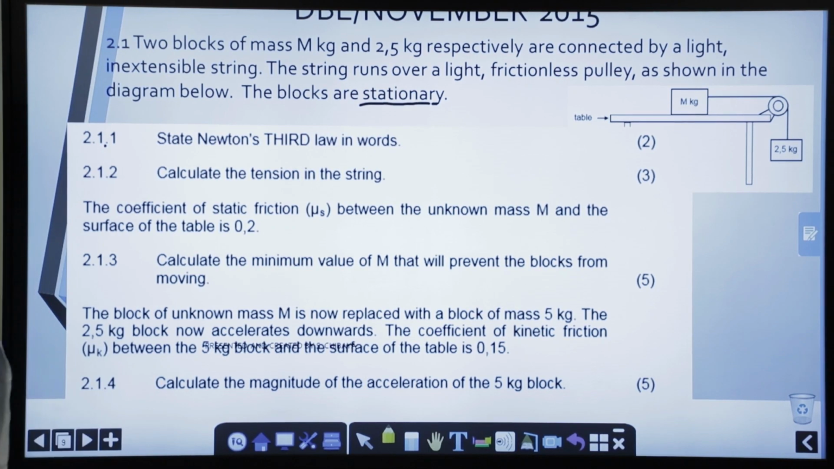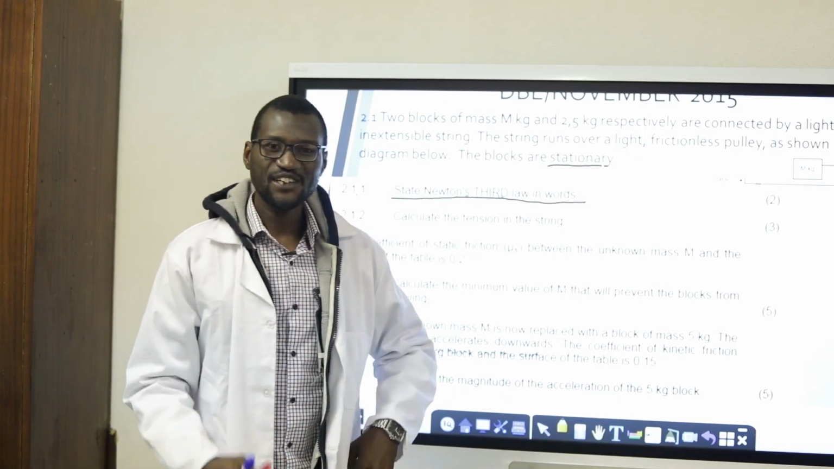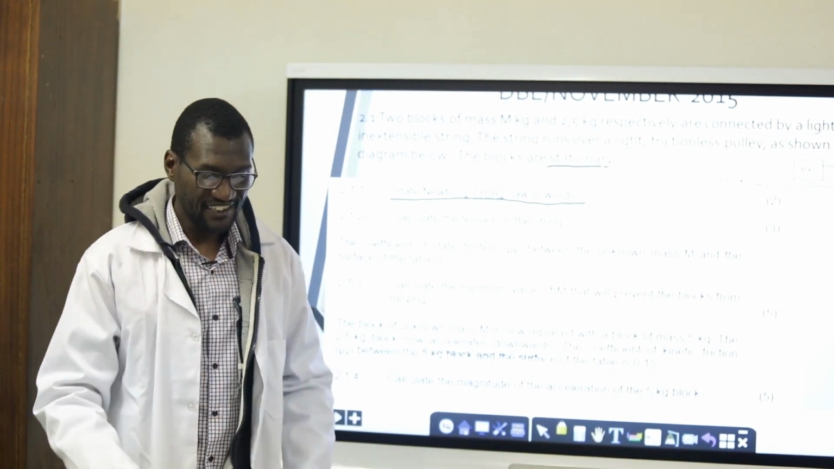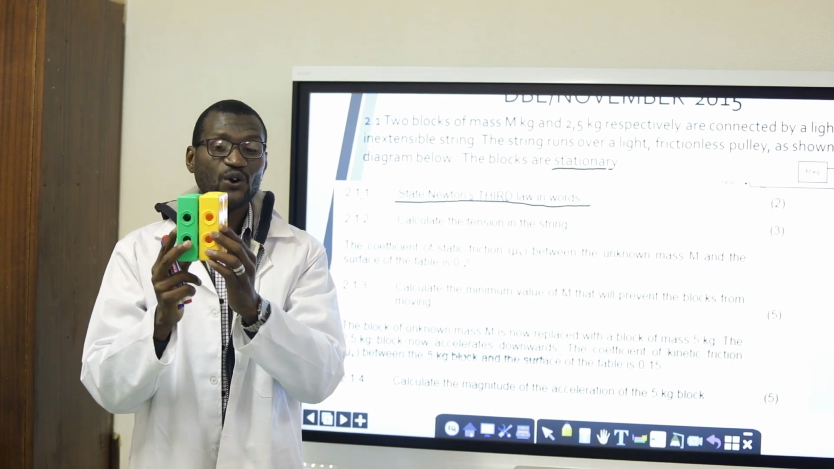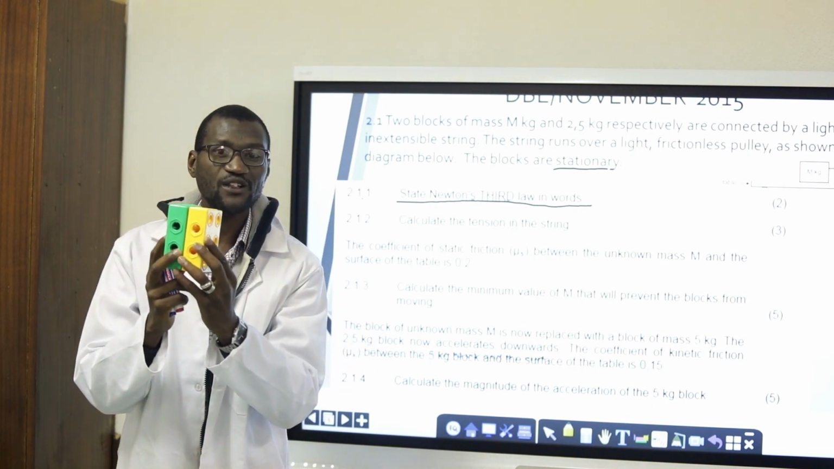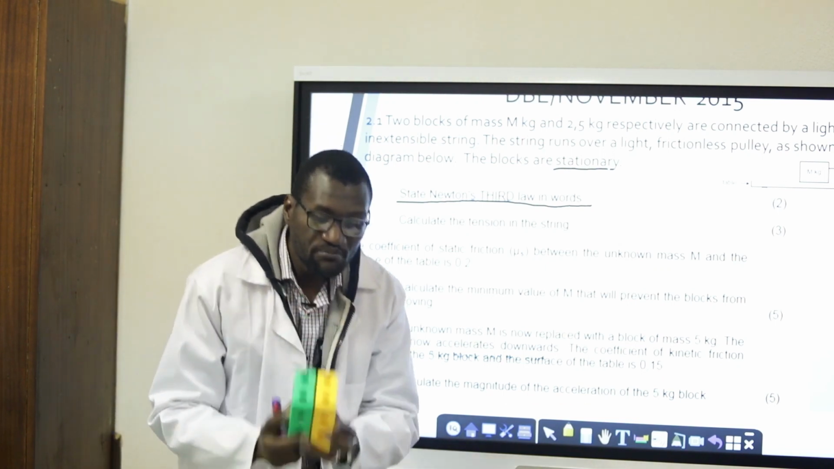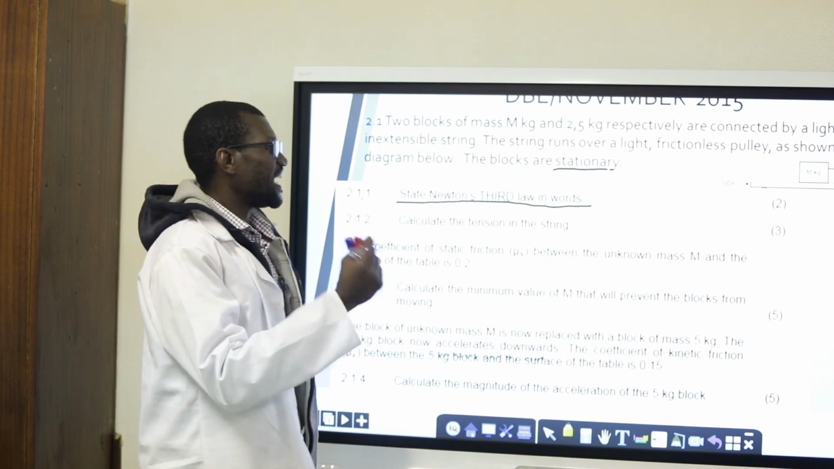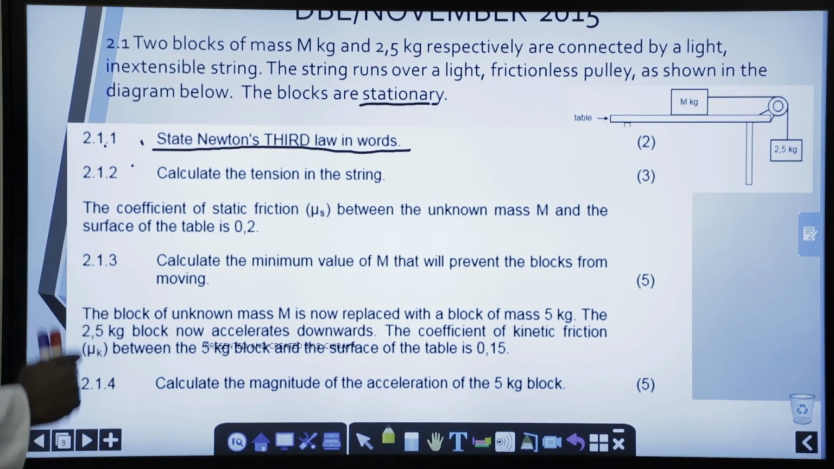What does question 2.1 ask us to do? It asks us to state Newton's third law in words. Do you remember Newton's third law? You must be able to state it. Think about it. When a body exerts a force on another body, the second body exerts an equal force in magnitude, but opposite in direction. You must be able to state that. If you can't remember, rewind and write it down. You must know what Newton's third law says because the examiner requires us to.